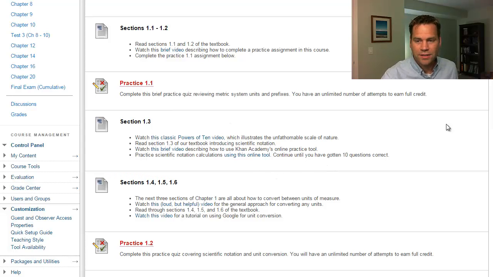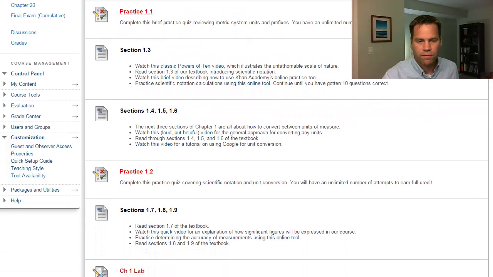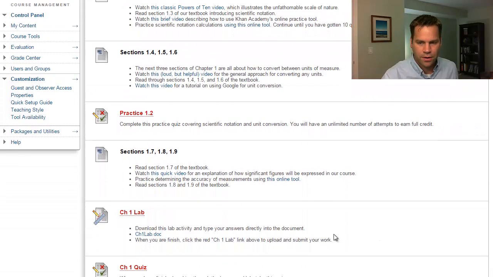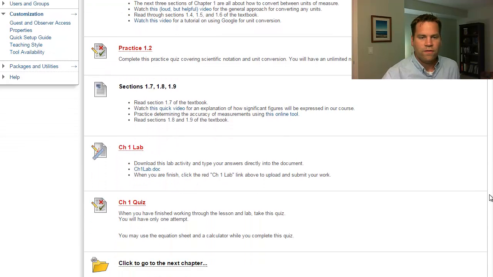Okay, so those are the practice assignments, and those are meant to prepare you really for the assessments at the end of each chapter. So at the bottom, what you will see, we've got the chapter 1 lab and the chapter 1 quiz. So every chapter is going to have a lab. You might be thinking, how am I going to do physics labs from home? Well, I've designed these labs so that they can be done with a minimal amount of equipment.